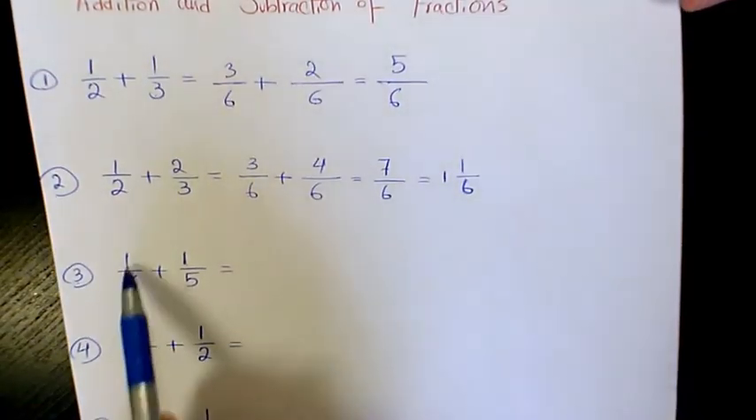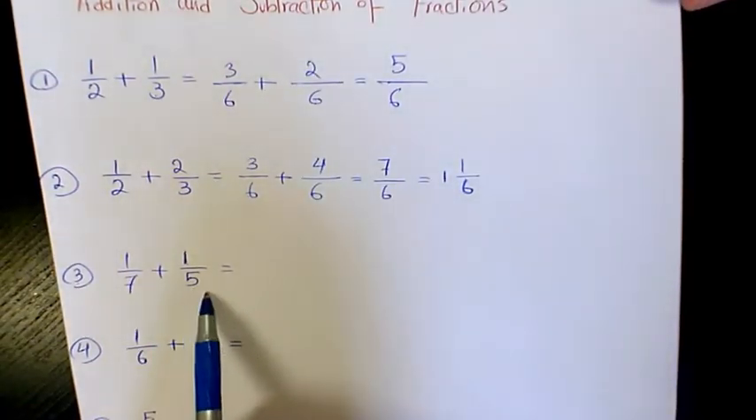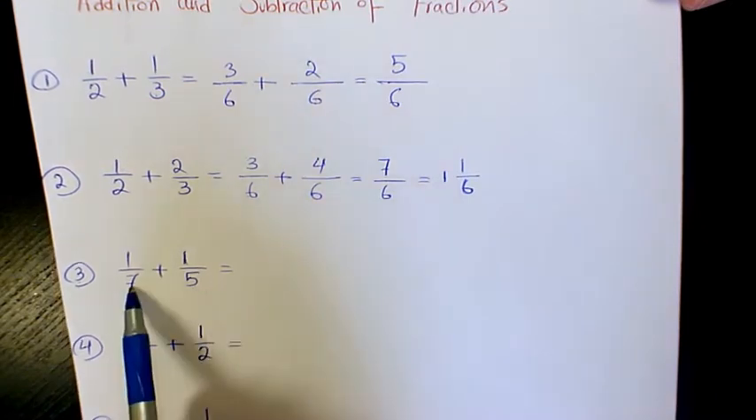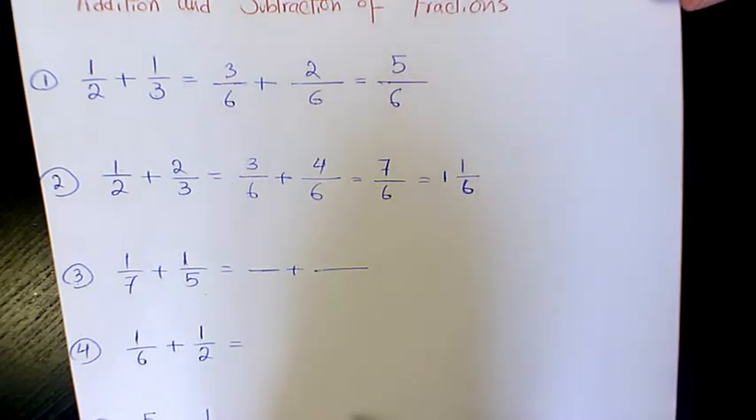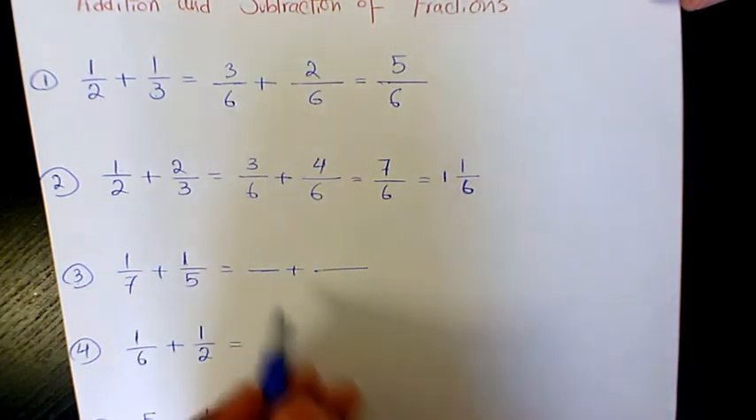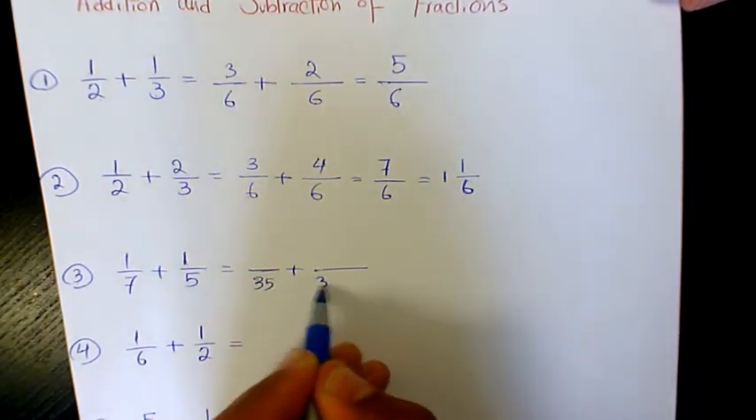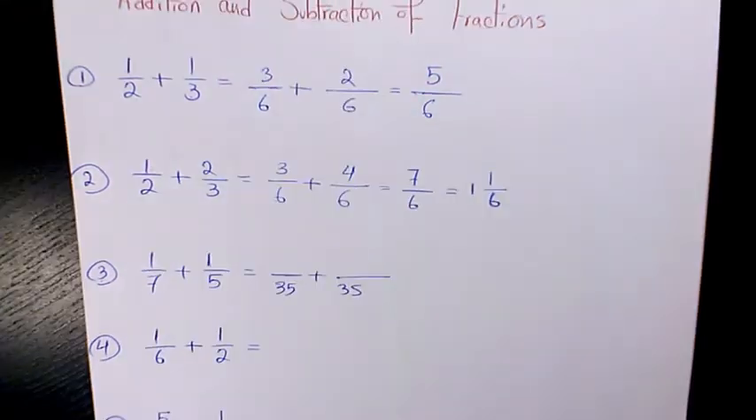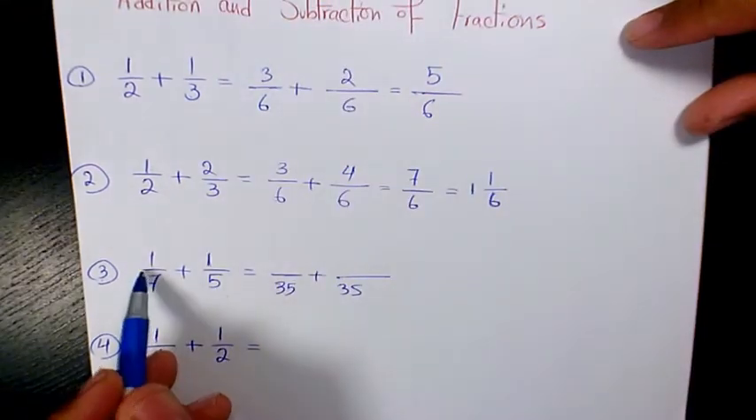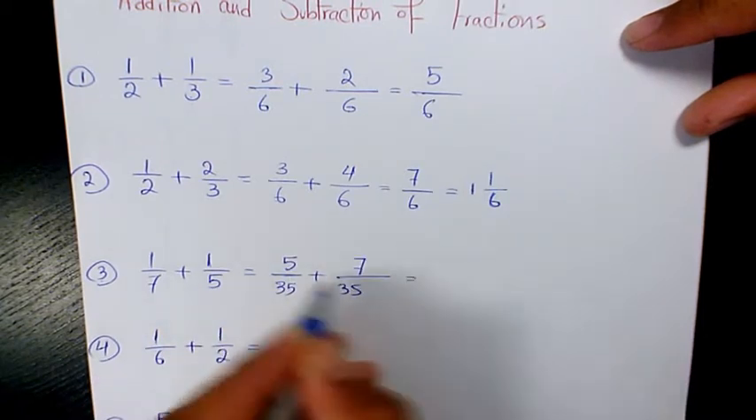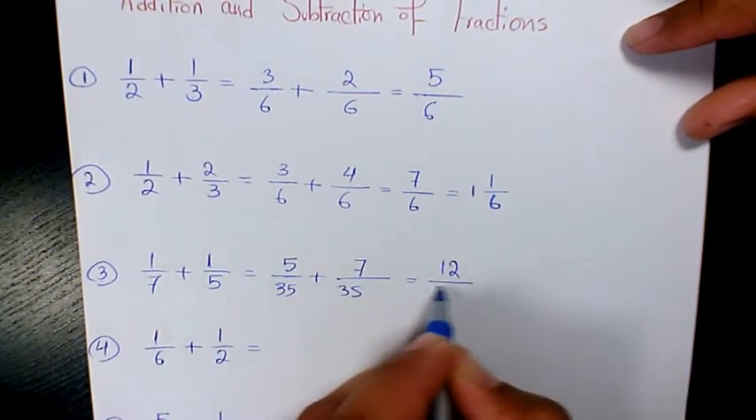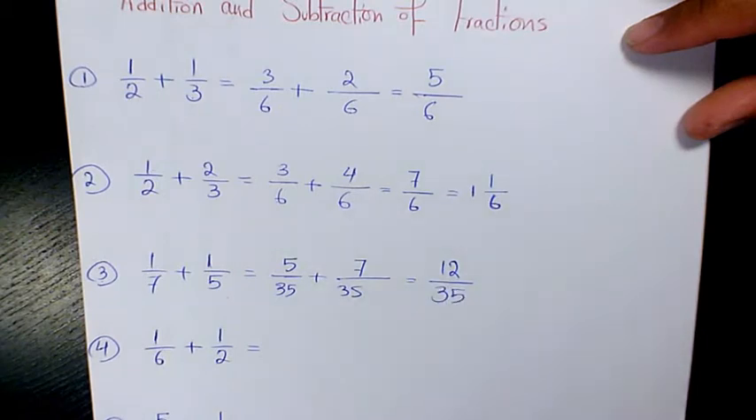Next one, 1 over 7 plus 1 over 5. Again, two different denominators. We need to find out the common denominator of these two numbers. The common denominator of 5 and 7 is going to be 35. That's the LCM of these two numbers. Then you multiply the numerator with the same number, 5. This one 7. 5 plus 7, 12 over 35. We cannot simplify it more than that.